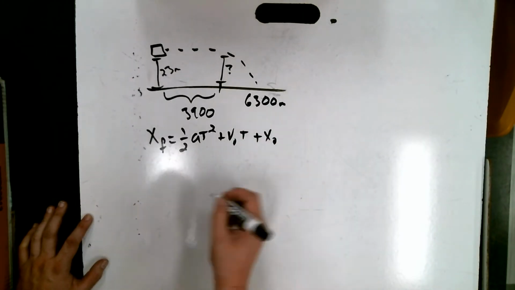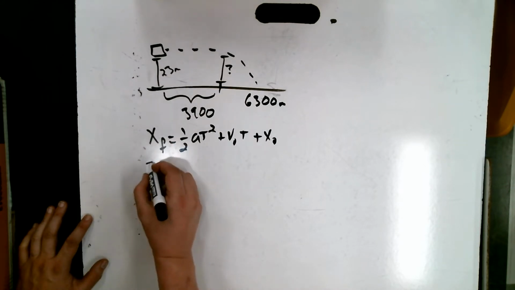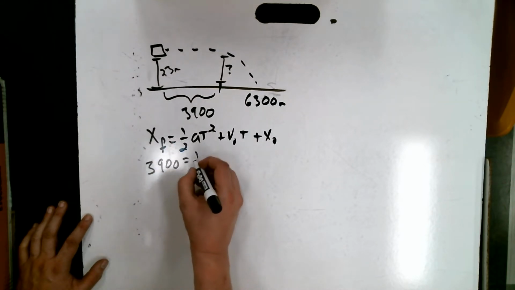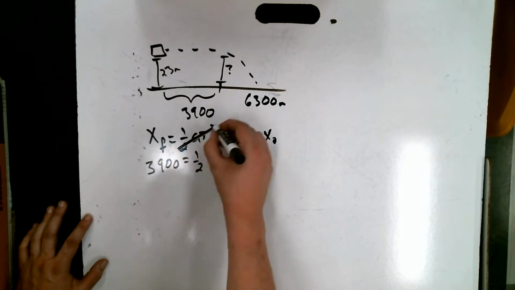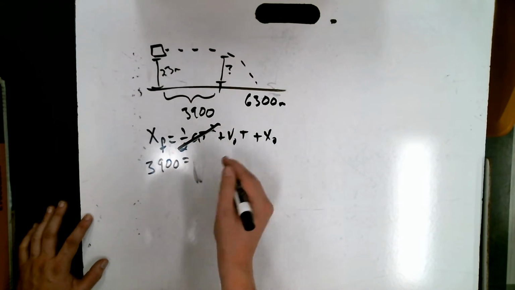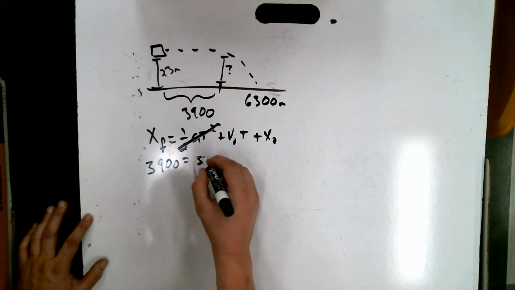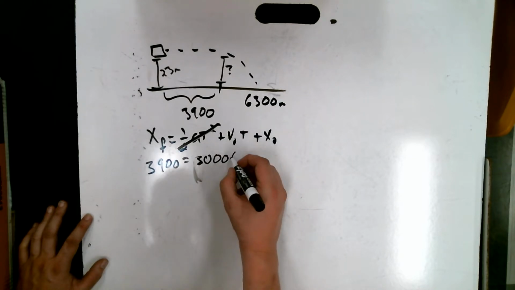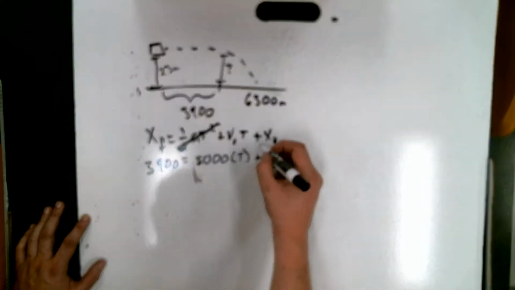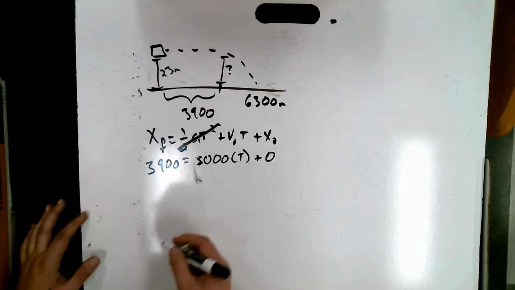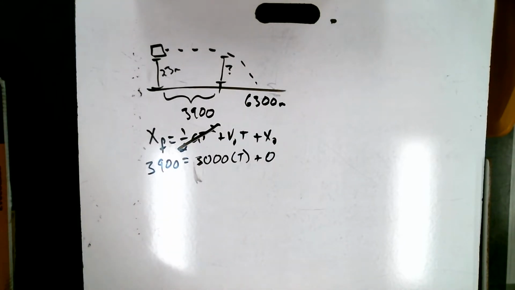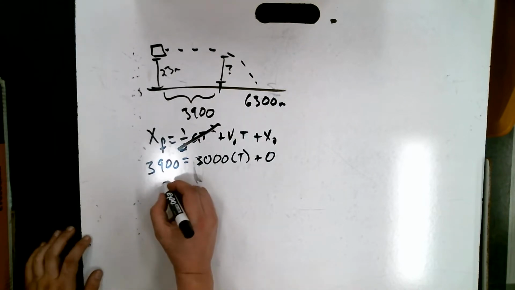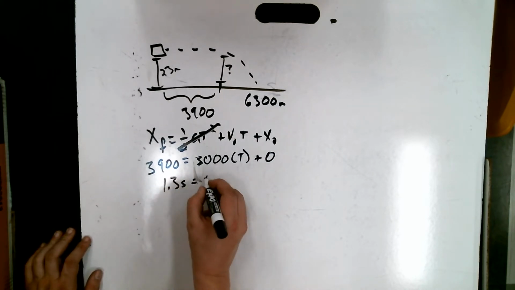We're going to put in the x numbers. My final position is 3,900 equals 1/2, actually, this whole thing is 0, so we get rid of it. 3,000 times t plus 0. So I get 1.3 seconds is my time.